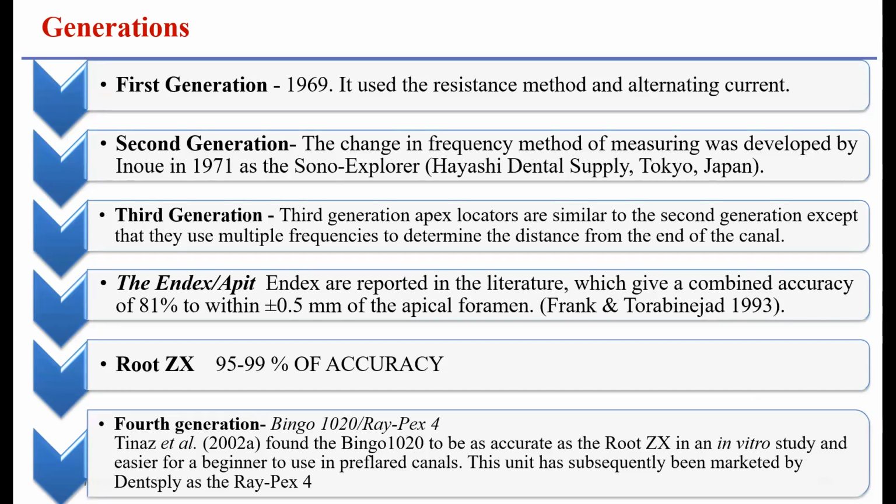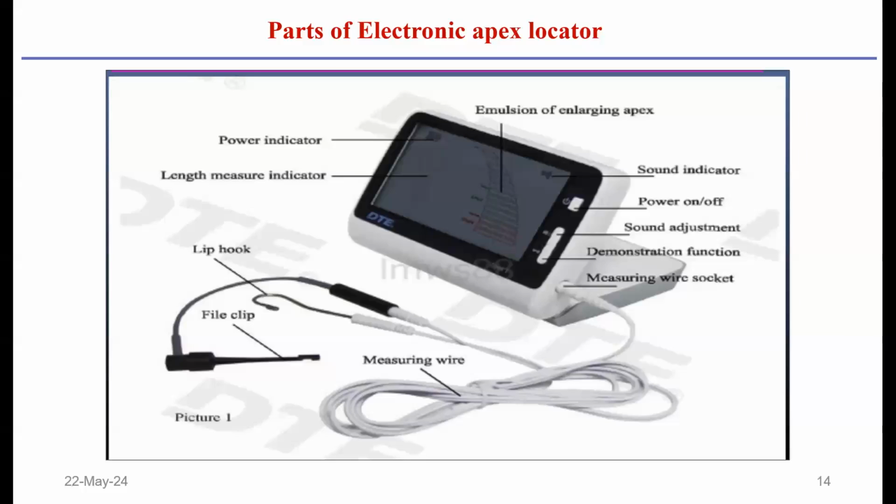The fourth generation, an example is Bingo 1020. Tinaz et al. found Bingo 1020 to be as accurate as the Root ZX in an in vitro study, and easier for a beginner to use in pre-flared canals. It is marketed by Forum Engineering.